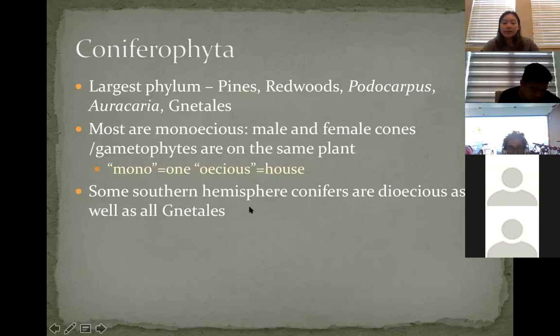However, there are some conifers that are native to the southern hemisphere that are dioecious. Again, that's like Podocarpus and Araucaria, and then the Gnetales are usually dioecious as well. But the conifers that you guys are exposed to here in California, the ones that are native to here at least, most of those are going to be monoecious.